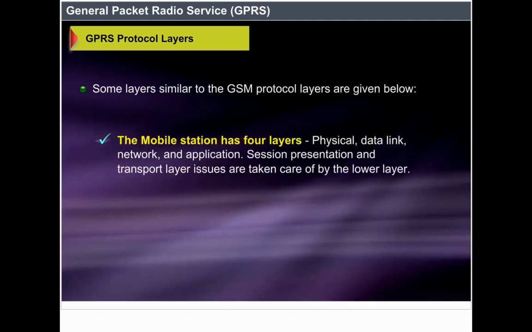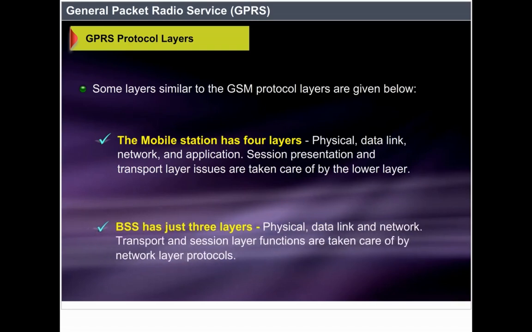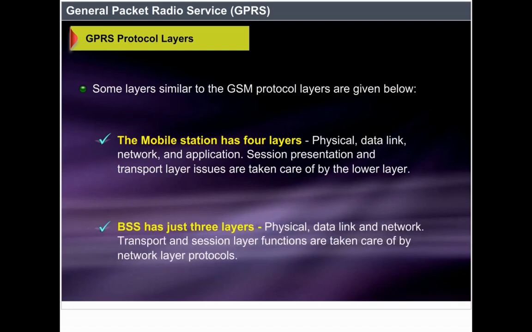The mobile station has 4 layers: physical, data link, network and application. Session, presentation and transport layer issues are taken care of by the lower layers. BSS has just 3 layers: physical, data link and network. Transport and session layer functions are taken care of by network layer protocols.